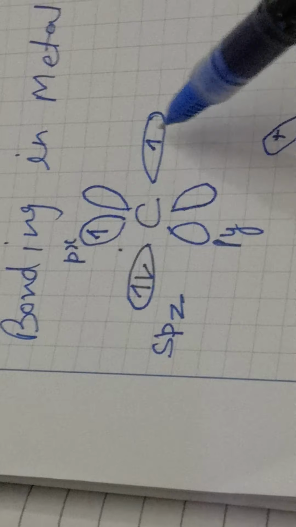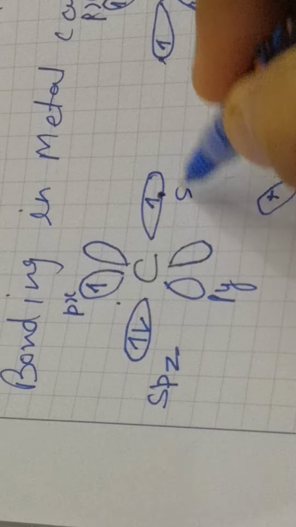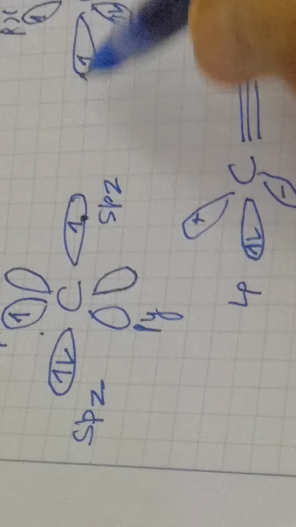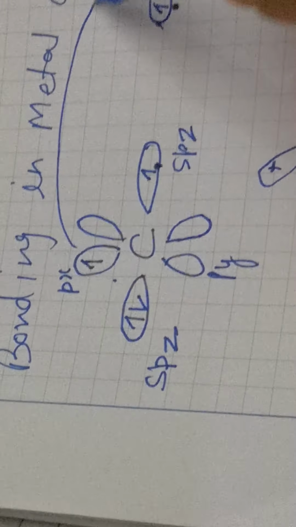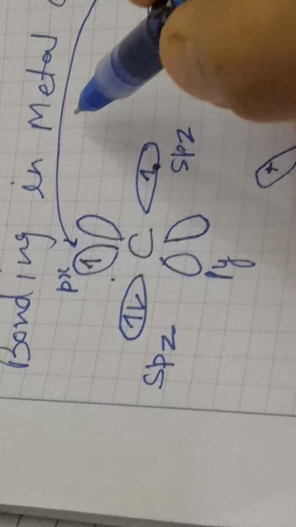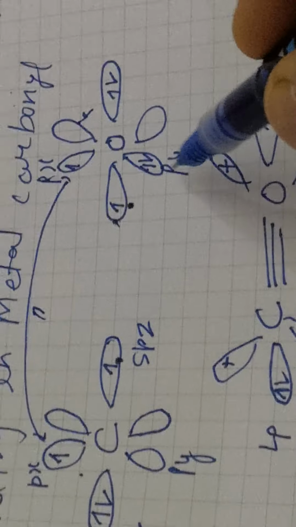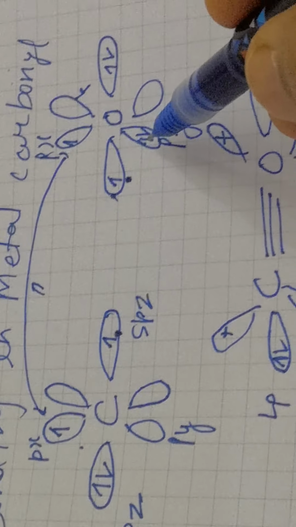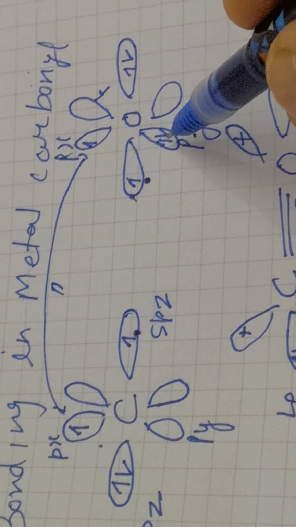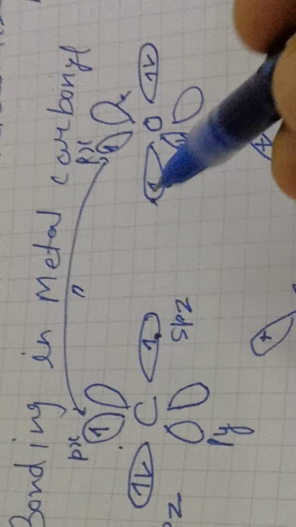The pz or sp-z orbitals combine together to give a sigma bond, and this is used for the pi bonding, and this oxygen has a py lone pair, so it can make a dative bond, or coordinate bond, with the carbon.